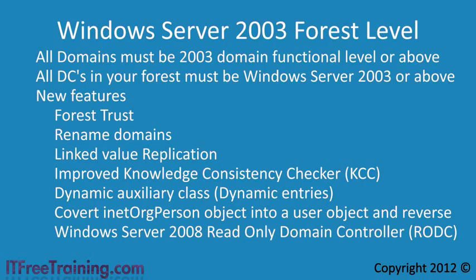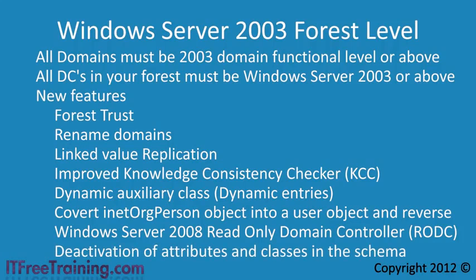The last feature of the Windows Server 2003 forest level is the ability to deactivate and redefine attributes and classes in the schema. Previously, when you created a new attribute or class in the schema, you were stuck with it. There is still no delete key for the Active Directory schema, but if you do make a mistake, you can deactivate it. You can also redefine objects, which allows you, in some cases, to make a mistake into something more useful. Even with this feature, you should be careful when making changes to the schema.